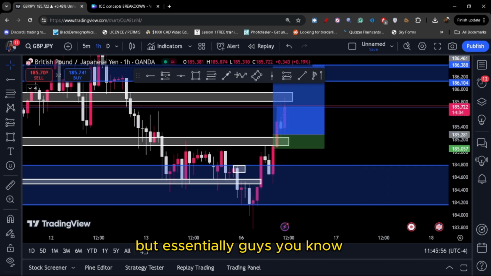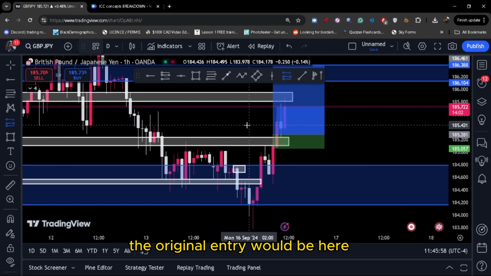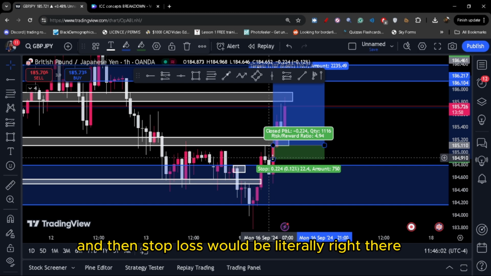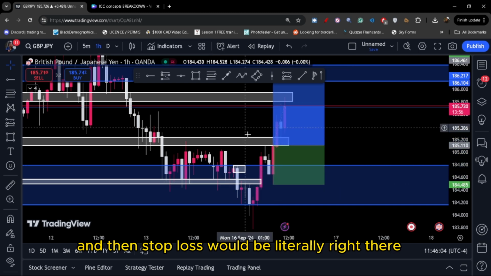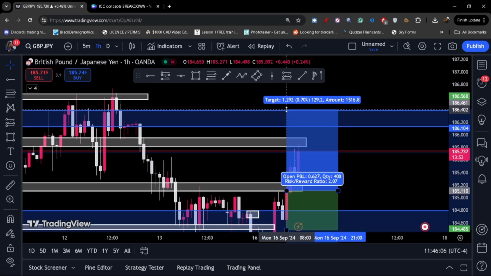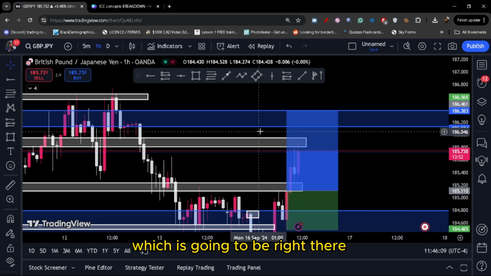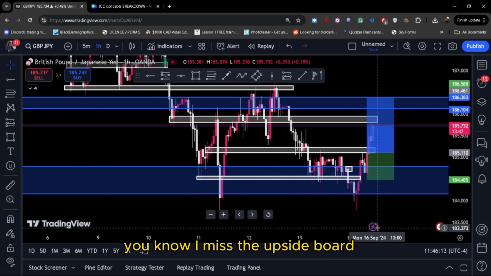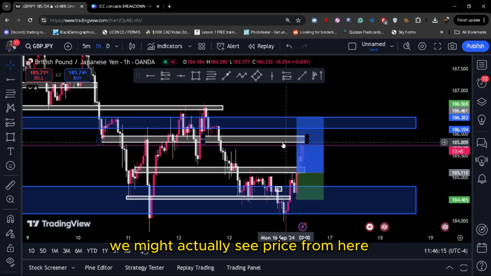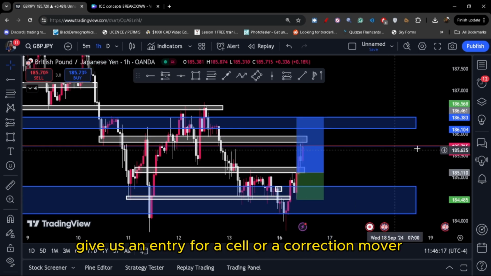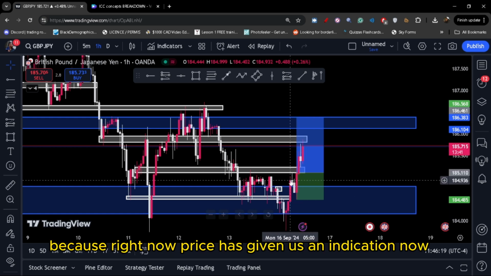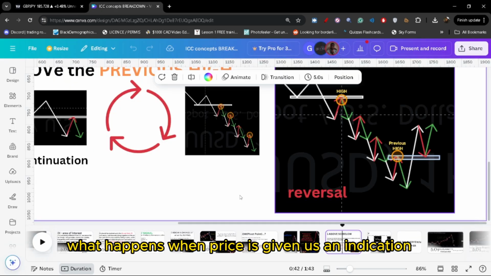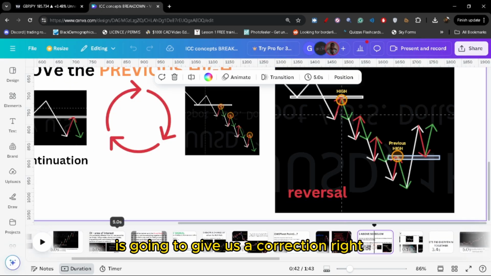But essentially guys, the original entry would be here, because of this bullish engulfing, and then stop loss would be literally right there, and then TP would be a 1 to 2 risk to reward, which is going to be right there. So it looks like price wants to all the way reverse to the upside, but we might actually see price from here give us an entry for a sell or a correction move, right? Because right now price has given us an indication, and what happens when price gives us an indication is it's going to give us a correction, right?